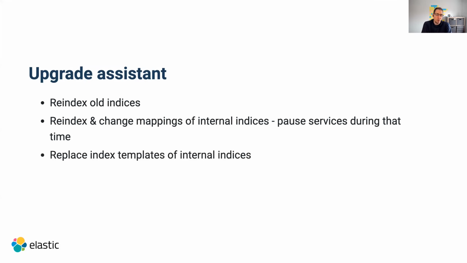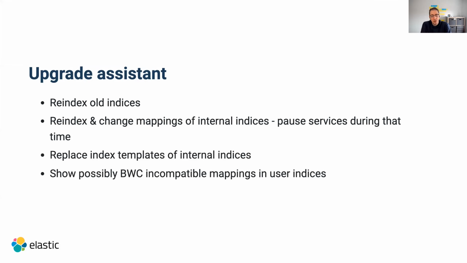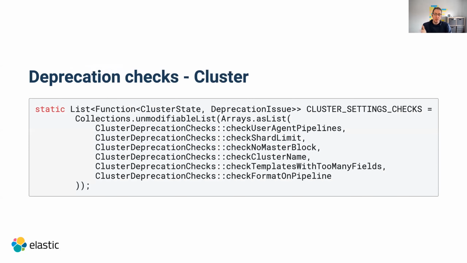And of course, we also could replace the index templates. I just showed you that there's possibly backwards incompatible mappings in user indices that we could warn the user about before doing the upgrade. And we ran this set of deprecation checks to warn you about wrong configuration options. For example, this was applied to cluster settings. If you use a configuration setting that is probably going away in the future, we could warn you about it and say, look, if you upgrade, please remove the setting.